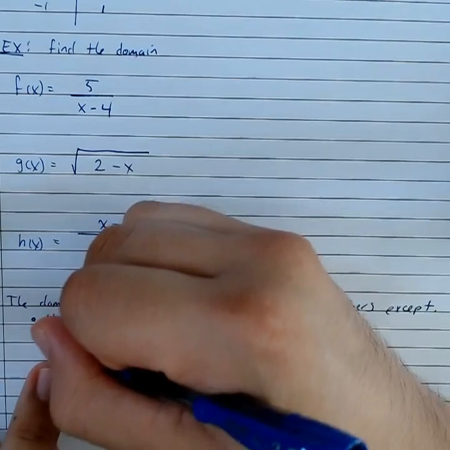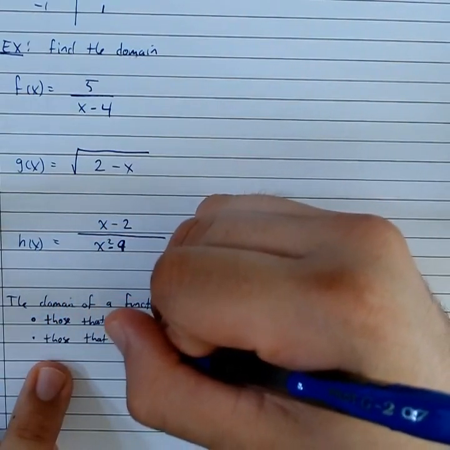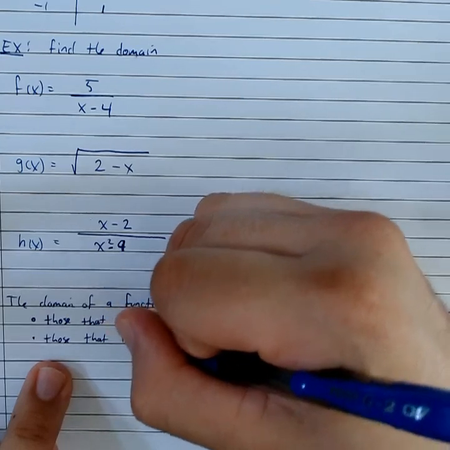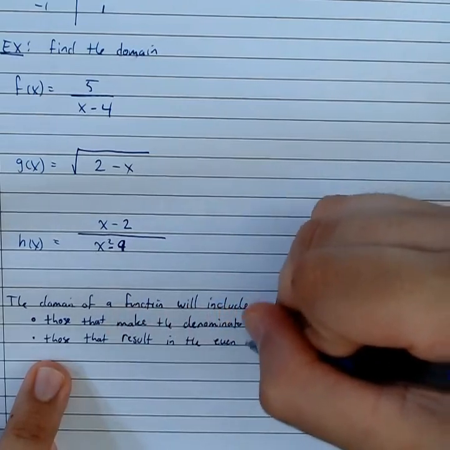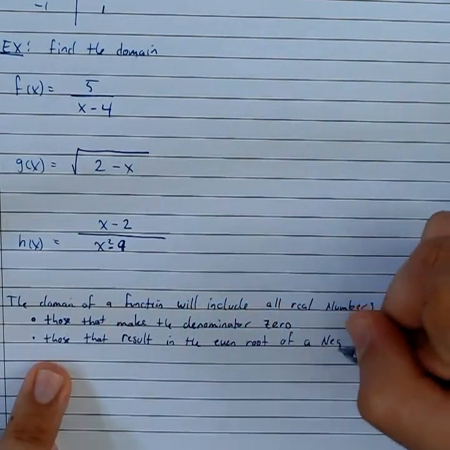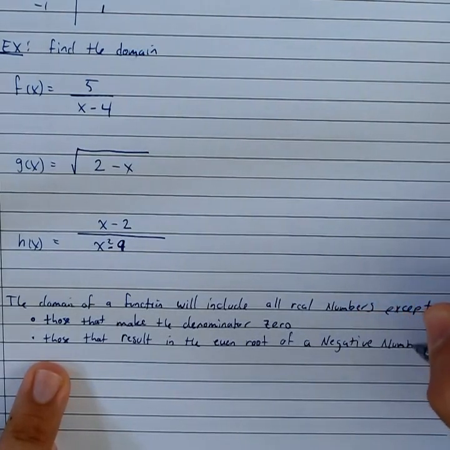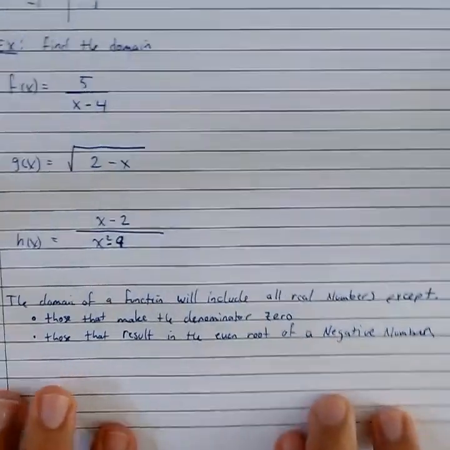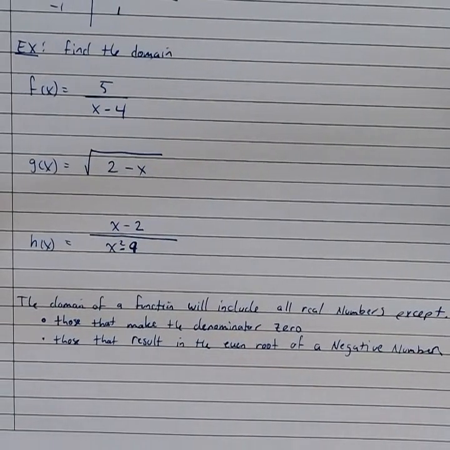And those that result in the even root of a negative number. Meaning, I don't want to have to take the square root of a negative number, or the fourth root, or the sixth root, or the eighth root. I don't want to have to take any even roots of a negative number.